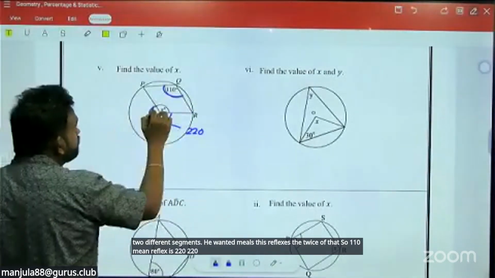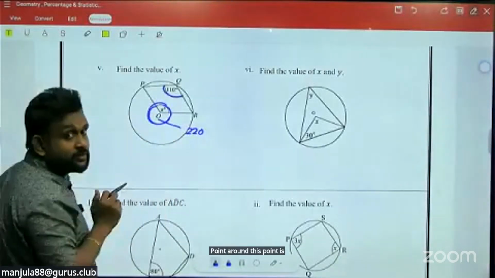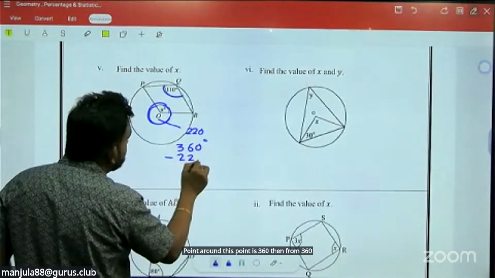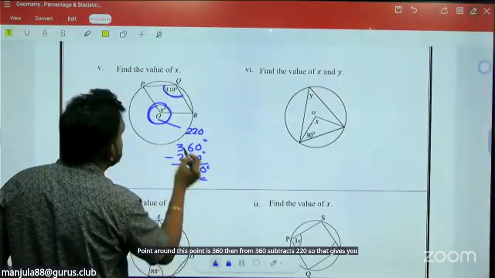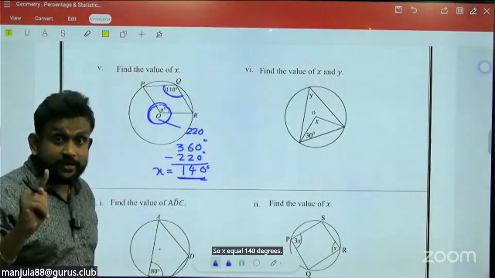Okay. Now you know that the angles around this point add up to 360. Then from 360 subtract 220, so that gives you 140 degrees. So x equals 140 degrees. Understand that one now, right?